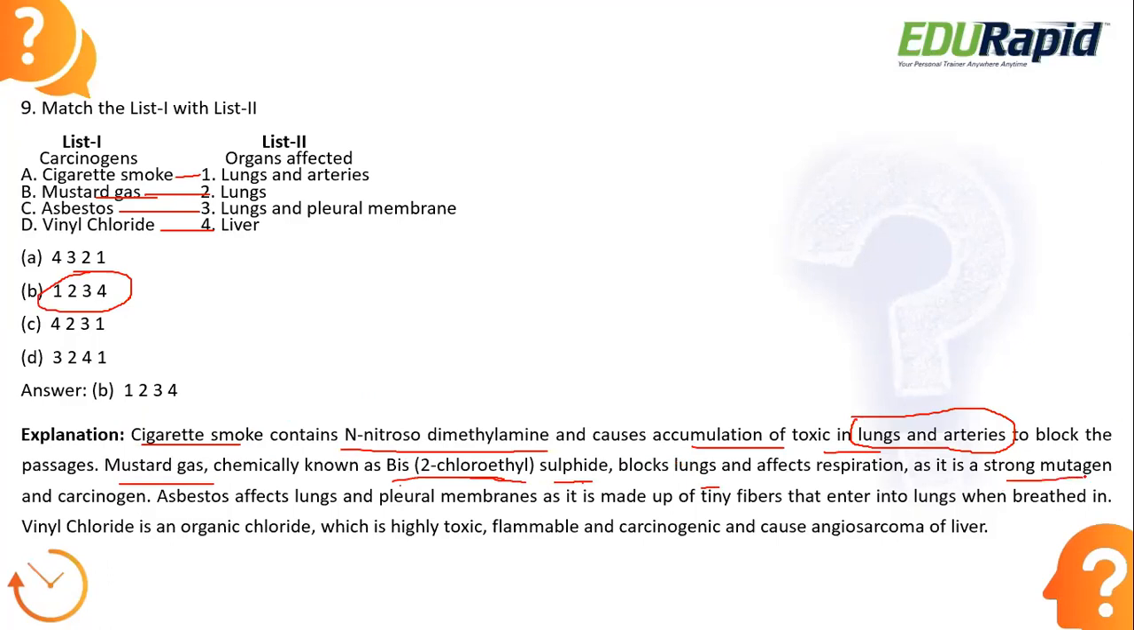And also along with that, it is a strong mutagen. It can survive in the body, and it also starts affecting the rest of the parts of our body. And it is carcinogenic, that is cancerous. It spreads to other parts of our body as well.